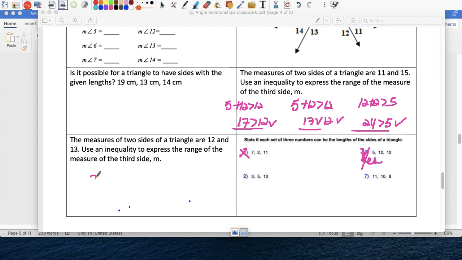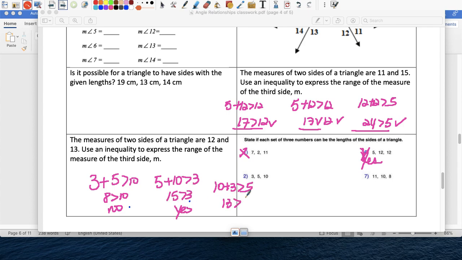Three, 5, and 10. So 3 plus 5 is supposed to be greater than 10. 5 plus 10 is supposed to be greater than 3. And the last combination, 10 plus 3 is supposed to be greater than 5. 3 plus 5 is 8. Is it greater than 10? No. So it already fails this inequality. So we already know it's not a triangle. But let me do the other ones anyway. 15 is greater than 3, so that's a yes. 13 is greater than 5, that's a yes. But because this one failed, we can't make a triangle.